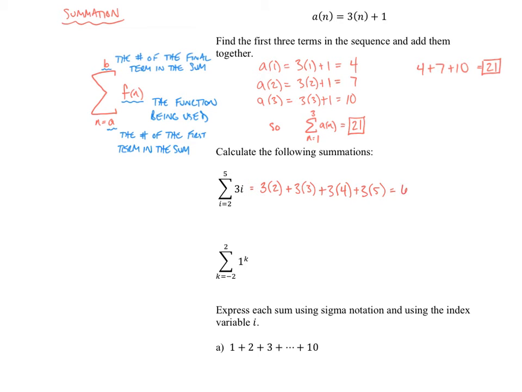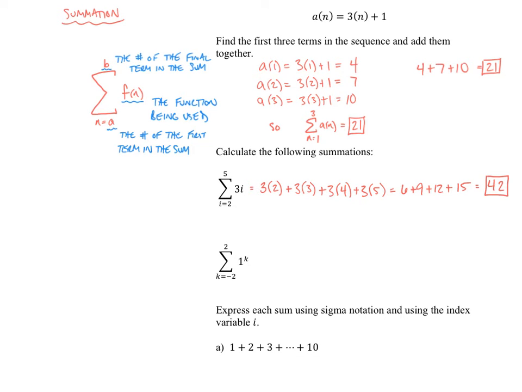3 times 2 is 6, plus 9, plus 12, plus 15. And if we add all those together, it's not actually too bad. It's just 42. All right, so when we get to class, we'll check that with a calculator.